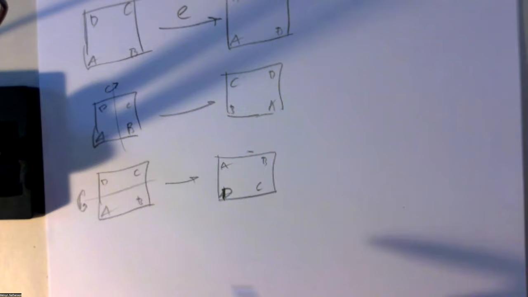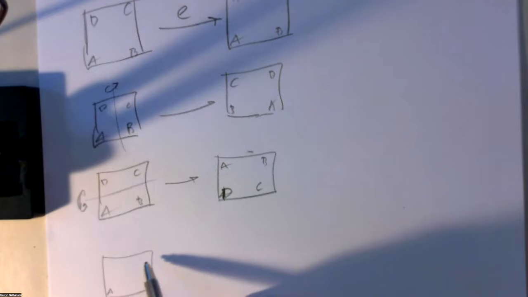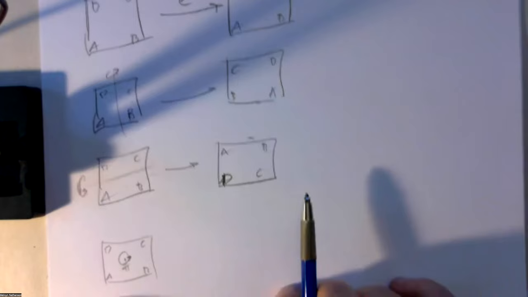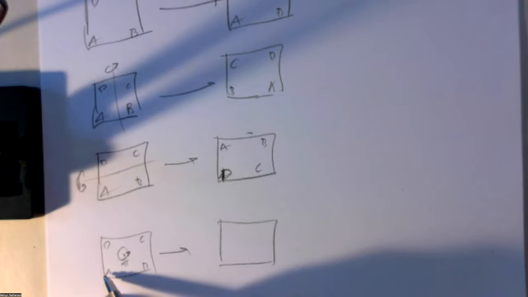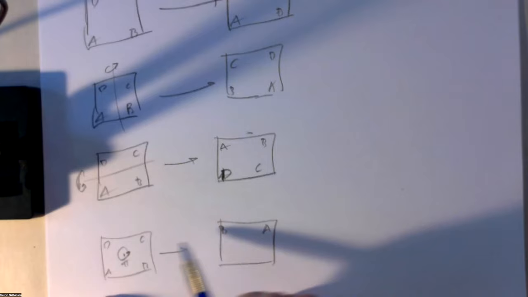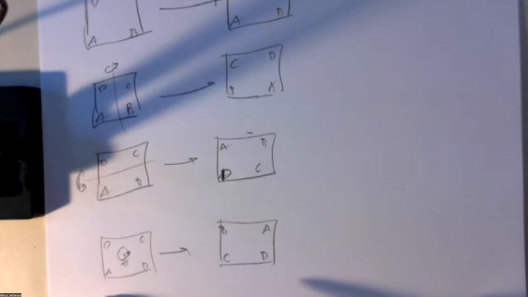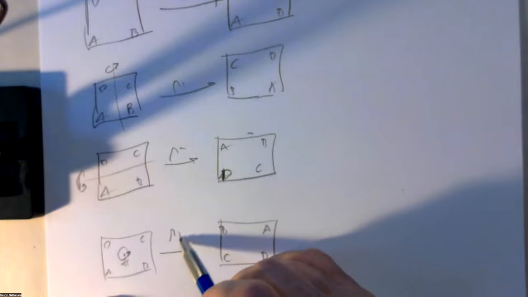And then I could also have, when I rotate by pi radians around the center, so A goes around to C, B goes to D, C goes to A, and D goes to B. So this would be R1, R2, R3, which are the symmetries of a rectangle, and a square is a rectangle.